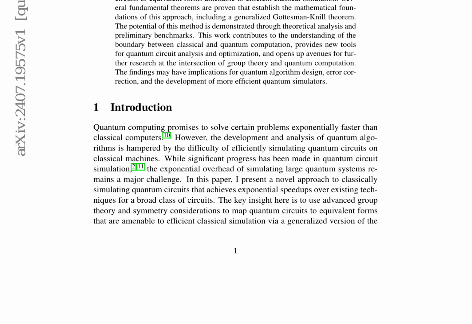The potential of this method is demonstrated through theoretical analysis and preliminary benchmarks. This work contributes to the understanding of the boundary between classical and quantum computation, provides new tools for quantum circuit analysis and optimization, and opens up avenues for further research at the intersection of group theory and quantum computation. The findings may have implications for quantum algorithm design, error correction, and the development of more efficient quantum simulators.